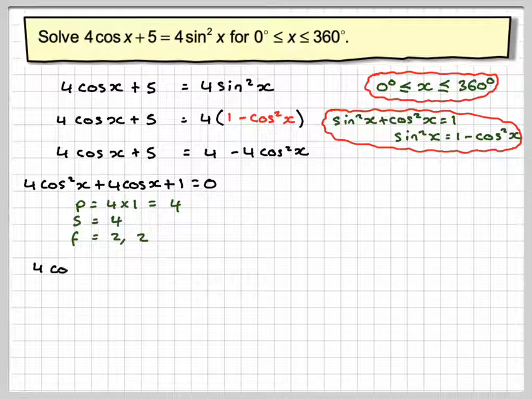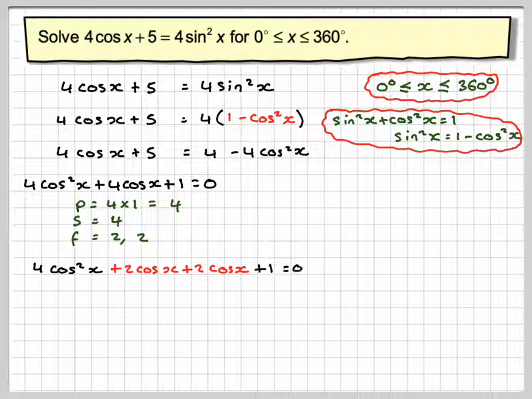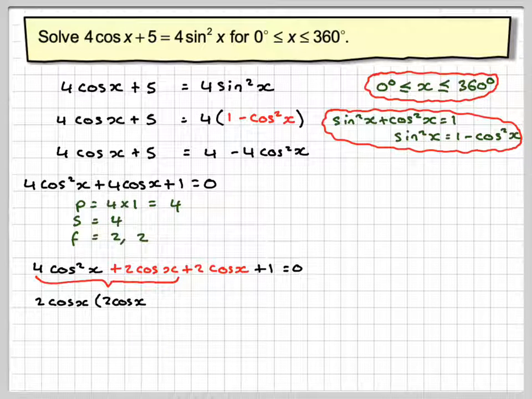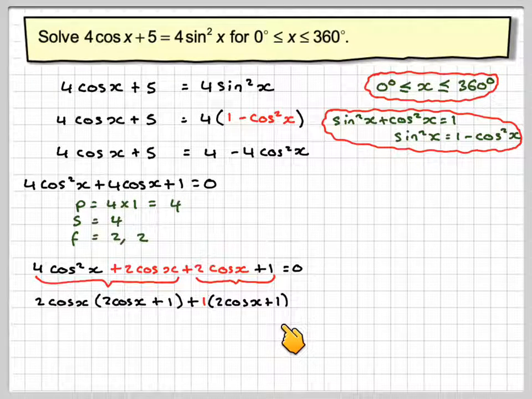So writing down the first term, and then splitting the middle term up into 2 cos x plus 2 cos x, and then plus 1 at the end. Okay, so we just replace the middle term. Factorise by grouping. So we're going to have 2 cos x brackets 2 cos x plus 1. We're going to take out a 1. We're going to have 2 cos x plus 1 is equal to 0.